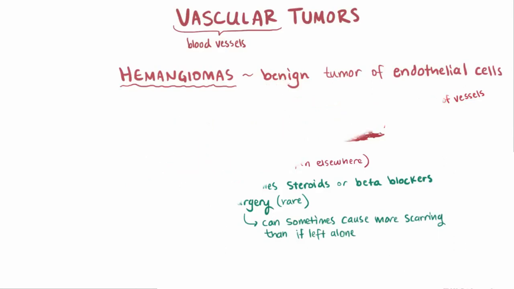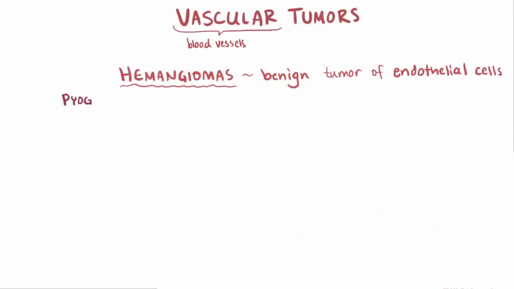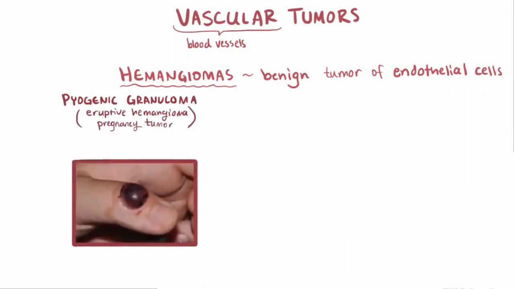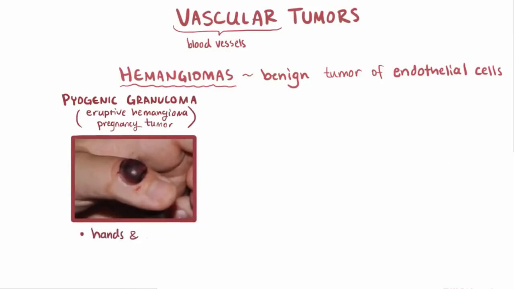Also, there are a couple different types of hemangiomas. Pyogenic granulomas, sometimes called eruptive hemangiomas or pregnancy tumors, look like an overgrowth of tissue and appear most often on the face and hands, but can also happen other places. This type often bleeds and can be removed by cautery.